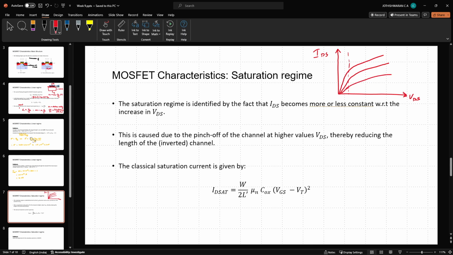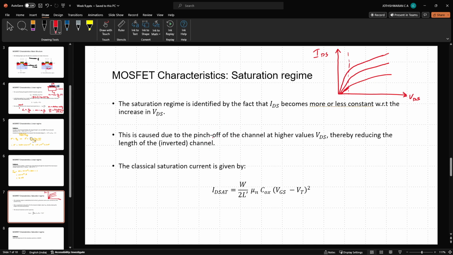So yeah, and the line is kind of bending here. Of course, I hope you understand that. Okay. So this is what is happening. When I say more or less constant, what I mean is the linear increase is replaced by a sublinear increase. It is no longer increasing linearly. In fact, it is increasing slower, with respect to increases in VDS.